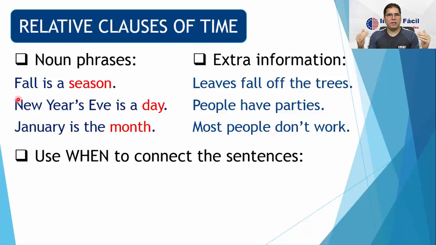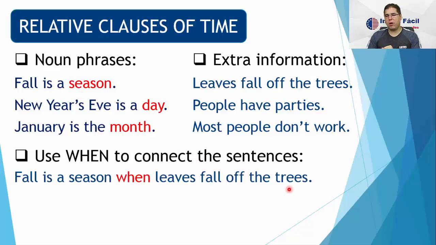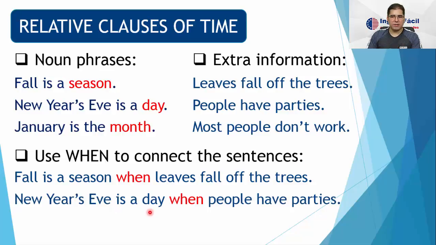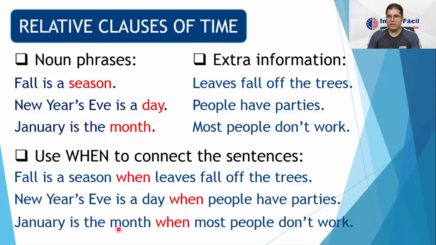Now, can I put this information together? Can I add extra information to a noun phrase? Yes, it's possible, and that's when we use the connector when, okay? So use when to connect the sentences. Now, fall is a season when leaves fall off the trees, okay? Fall is a season when leaves fall off the trees. Or, New Year's Eve is a day when people have parties. Or January is the month when most people don't work.